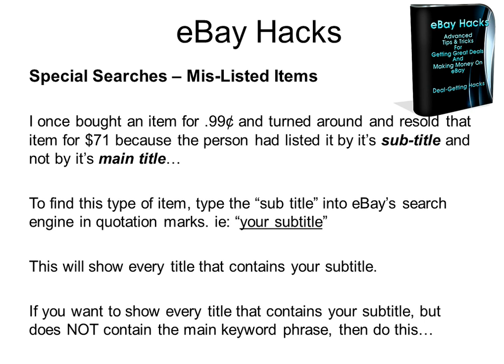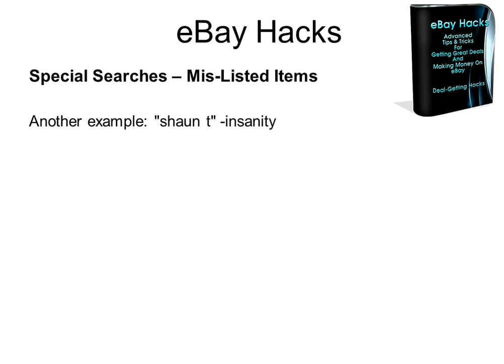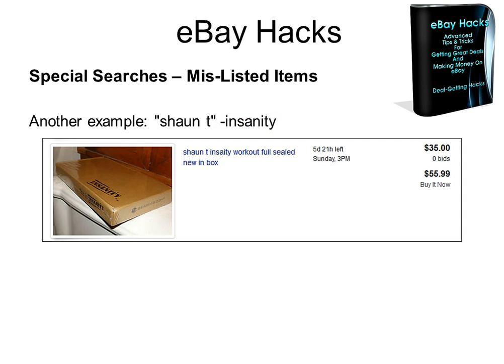If you want to show every title that contains your subtitle, but does not contain the main keyword phrase, then do this. Now, the person who is kind of the star of the Insanity workout set is a guy by the name of Sean T. So, what you can do is type in Sean T in quotation marks and then a minus sign and then insanity. What this is going to do is it's going to return results that have the subtitle Sean T in the listing title, but does not have the word insanity in the listing title. And let me give you an example of that.